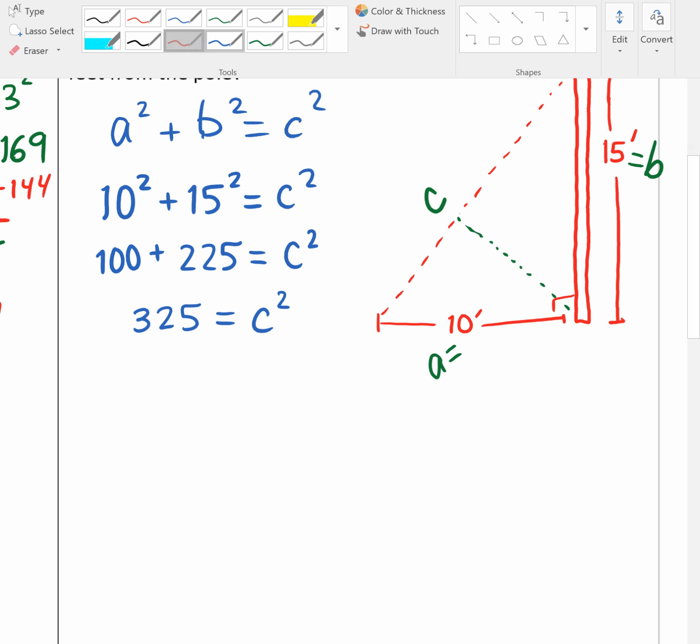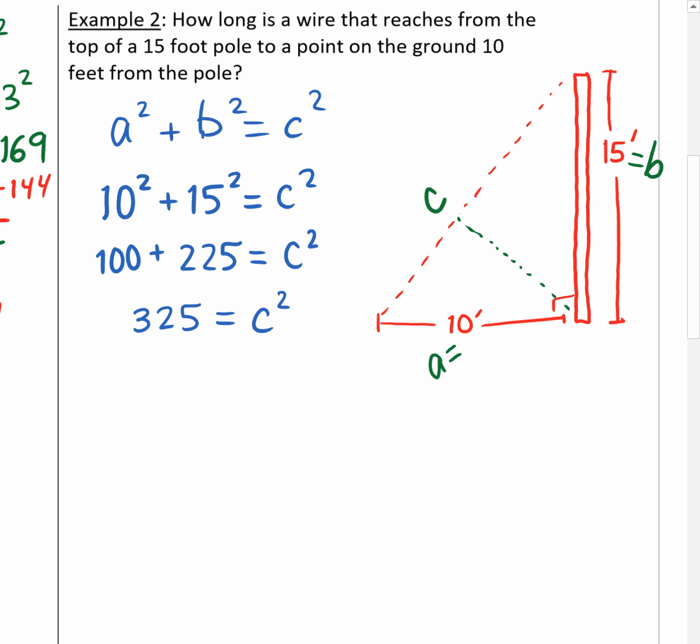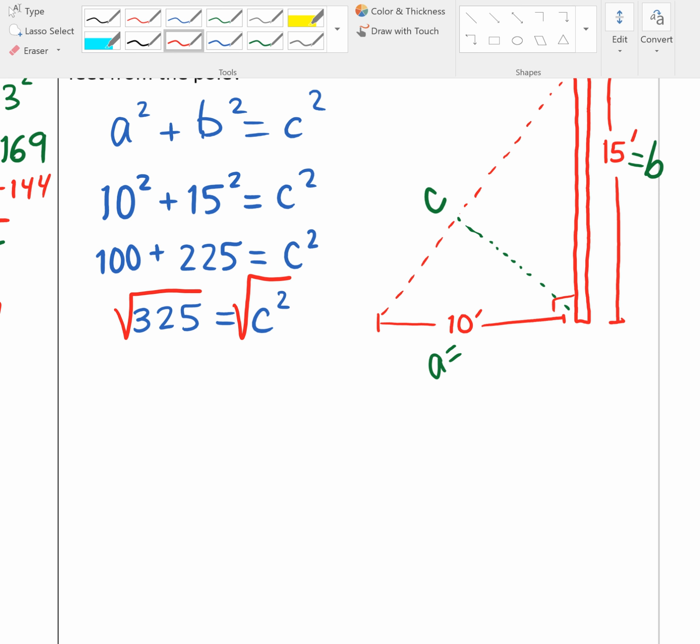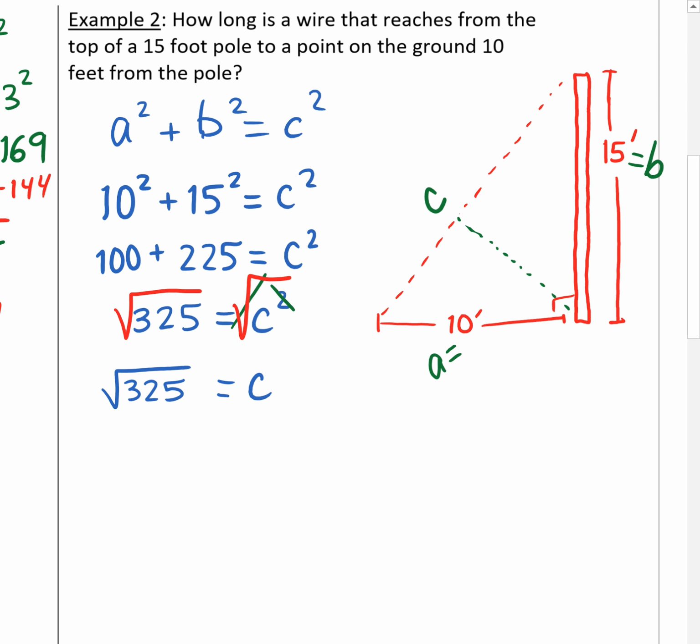I just need to get rid of that square. And like we saw in the last example, you can get rid of a square by doing the opposite, by square rooting both sides. Because of course we've seen before that a square root and a square cancel each other. So we should just be left with C here. And I don't think 325 has a square root. So we can probably leave it like that, but we probably want to simplify it. We're going to see if there's something that divides into 325 that has a square root. So we should probably simplify that guy if possible.